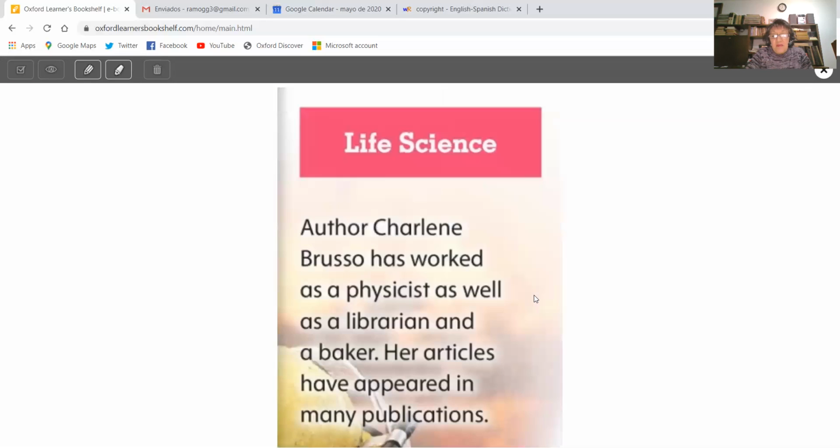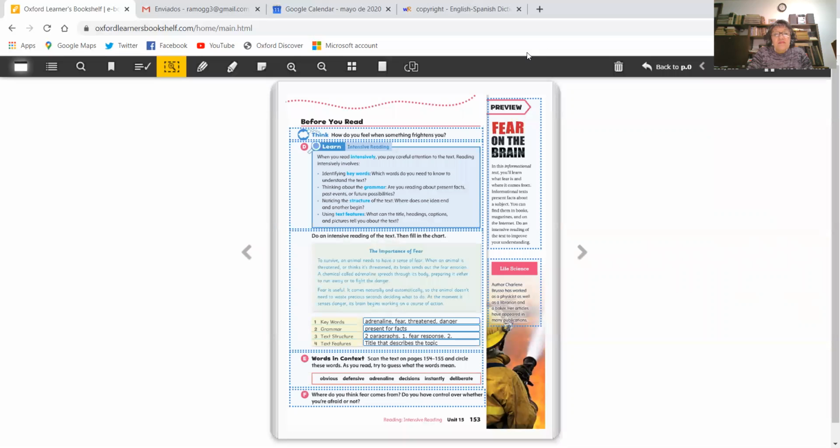And let's read something about the author. He writes about life science, and the name of the author is Charlene Brusso, who has worked as a physicist as well as a librarian and a baker. Her articles have appeared in many publications. That's it. So look for the words and circle them, the words in context in the reading.